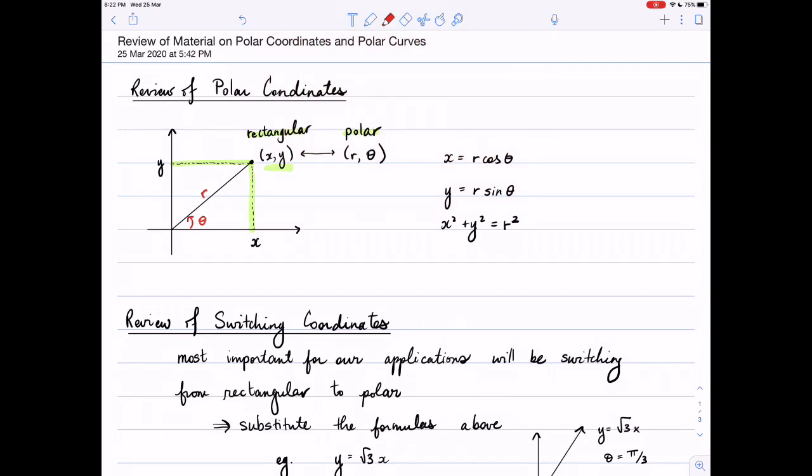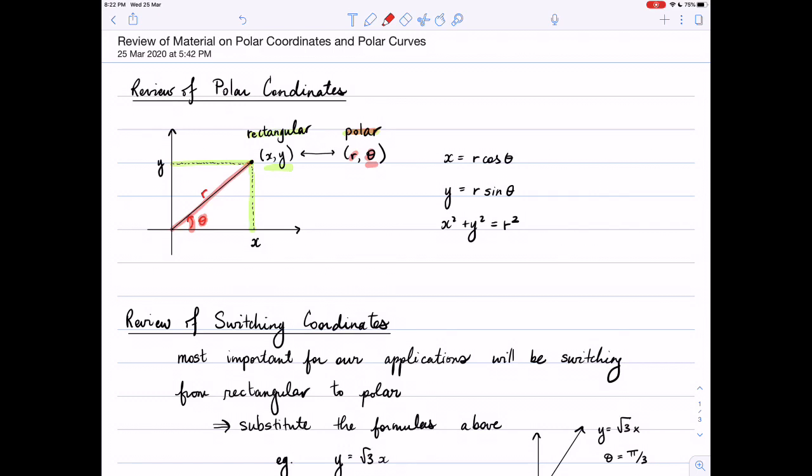Polar coordinates are called polar. I'm not sure why they're called polar. I should look that up. But they determine the same point with two different measures. They determine it with the distance from the origin, that is called r, and the angle that the radius r, theta, makes with the positive x-axis.